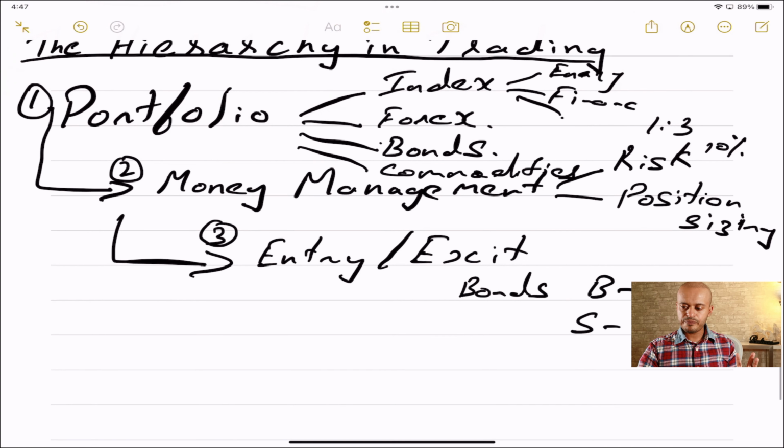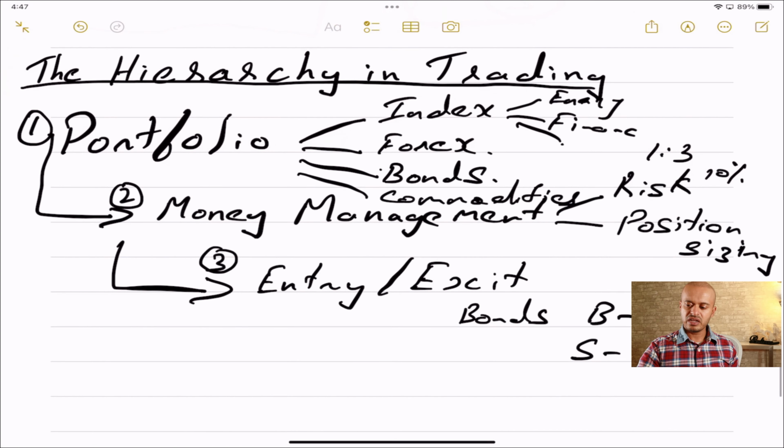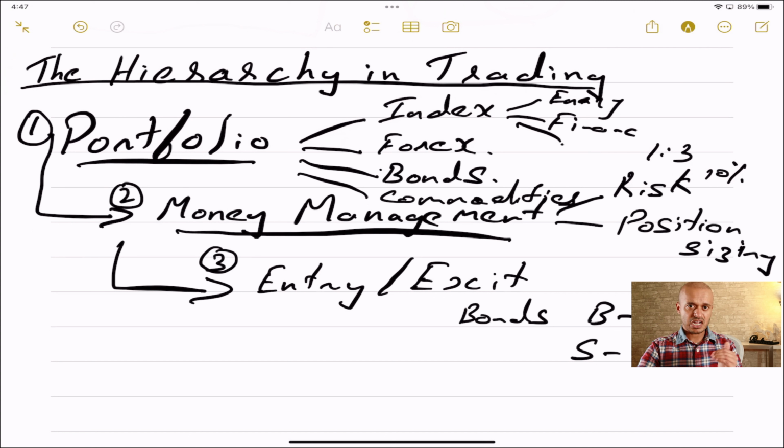So again, to recap, the hierarchy of trading: keep an eye on the portfolio. Number one. Number two, you would keep an eye on your money management principles, whatever that is. Number three, you would keep an eye on your entry and exit. So you never time your entry and exit first, before knowing where you're investing your eggs. So that's the concept that I want to talk to you about.